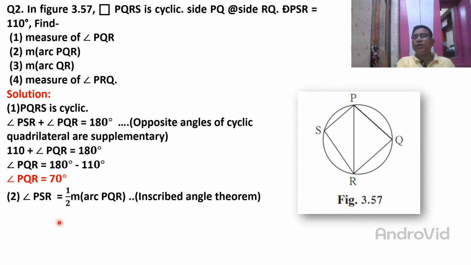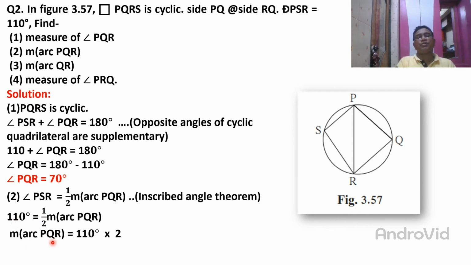Whatever value you know, you substitute. PSR you know is 110 degrees. So I write here: 110 degrees is equal to half of major arc PQR. The 2 is dividing, so when it goes across, it becomes multiplication. So major arc PQR is equal to 110 degrees times 2. 2 times 0 is 0, 2 times 1 is 2, 2 times 1 is 2. So major arc PQR is equal to 220 degrees.